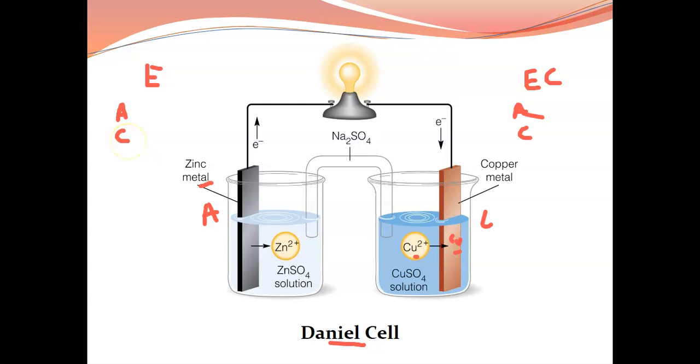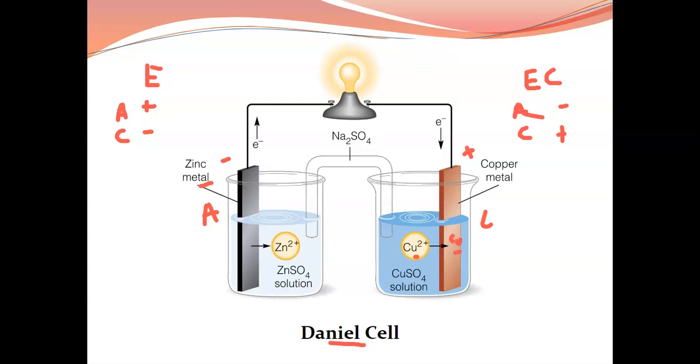So what is the difference between electrolytic cell and electrochemical cell? In electrochemical cell, as you can see, anode is negatively charged and cathode is positively charged. So I will write the convention. In electrochemical cell, the positive electrode is cathode and the negatively charged electrode is anode, which is opposite in electrolytic cell. In electrolytic cell, anode is positive and cathode is negative electrode. So this is the difference.